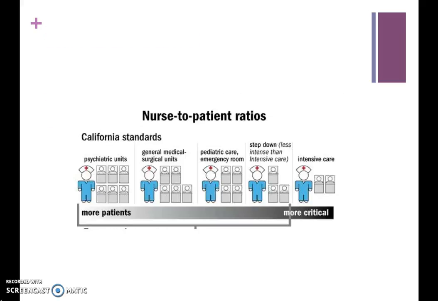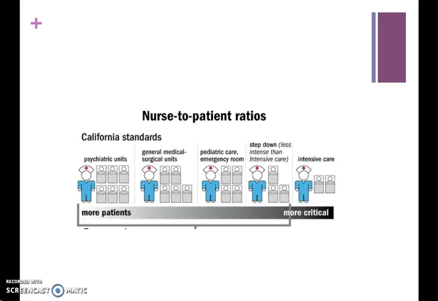This is just a picture of the standards that they have. So if it's more critical, the ratio is lower, obviously. So intensive care, 1 nurse to 2 patients, and then it just increases all the way down to psychiatric units where it's 1 nurse per 6 patients.